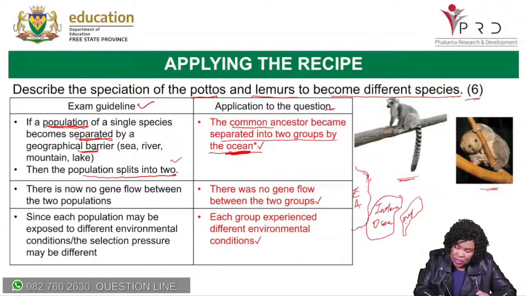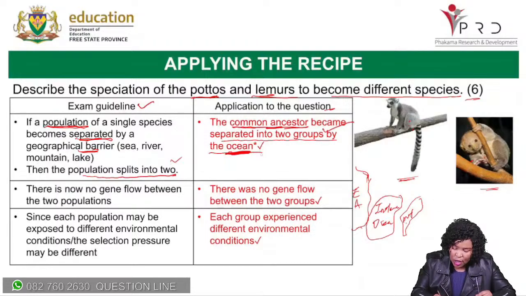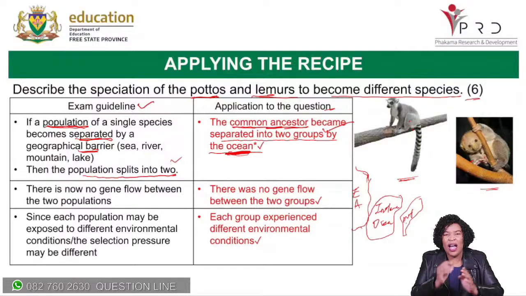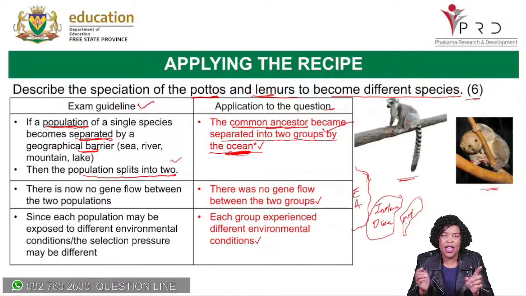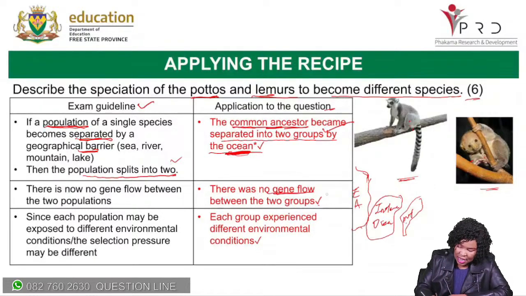So you can also say here, the common ancestor of the potos and the lemurs, but you're not saying the species of the potos and the lemurs. So you can say the common ancestors of the potos and the lemurs became separated by an ocean, and then it split into 2 groups. So remember, here we are looking for 2 marks, the splitting and the geographical barrier. And therefore, once the split has happened, you must just remember this. Once something has been separated or split, there is no gene flow between the 2 groups. You get a mark for that.